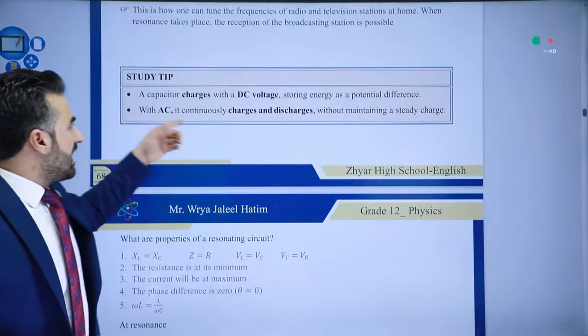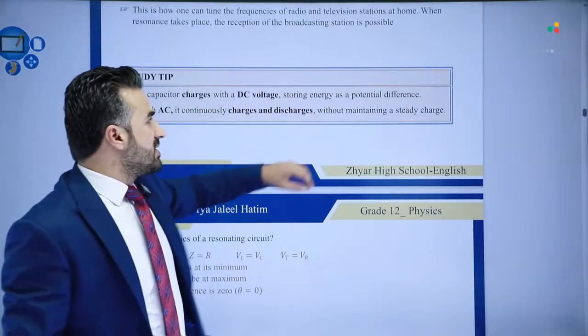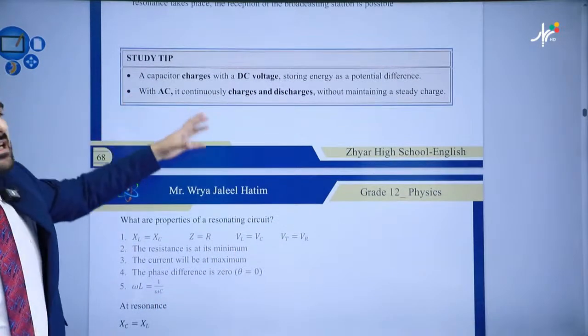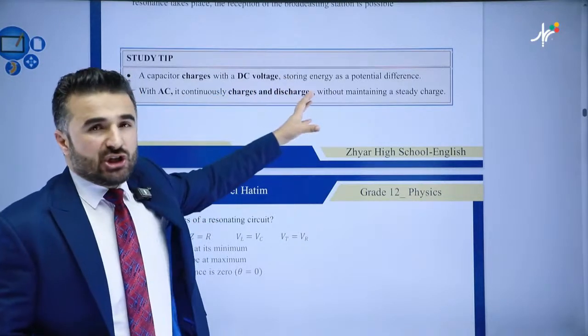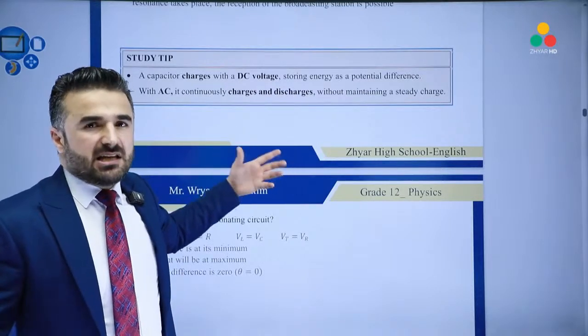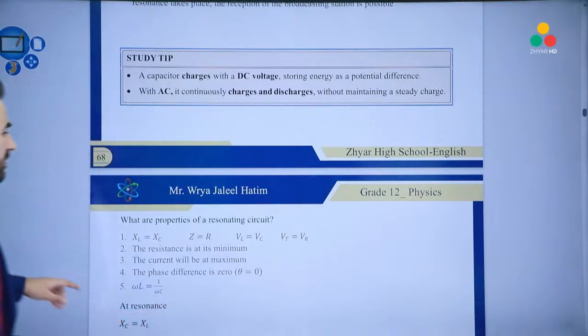The first one says a capacitor charges with the DC voltage only. Don't forget, okay? And that is storing energy as a potential difference between the two plates. What happens if you use an AC? It continuously discharges and charges. So with this continuous charge and discharge, you get a net zero charge on the two plates, without maintaining a steady charge on the two plates here.